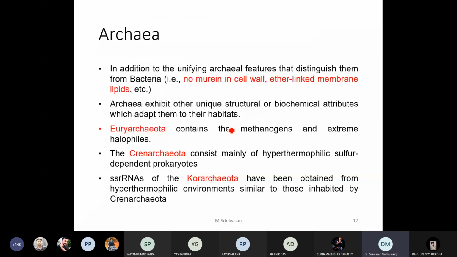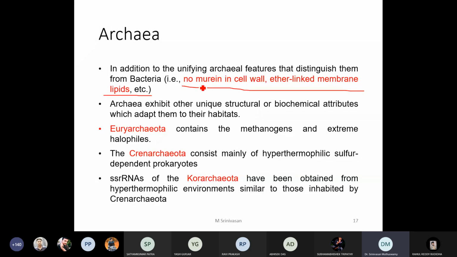The domain archaea is entirely distinct from that of the bacteria. They have many dissimilarities with the bacteria, though they have most similarities, still some features make them very distinct from bacteria. The very prominent difference is in the cell wall. Earlier we have seen that cell walls in bacteria contain peptidoglycan. In archaea, no such peptidoglycans are present in the cell wall, and they have ether-linked membrane lipids. There we have the phospholipids, and here we have the ether-linked membrane lipids.